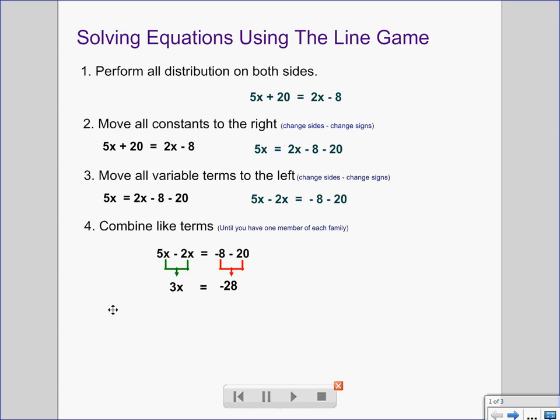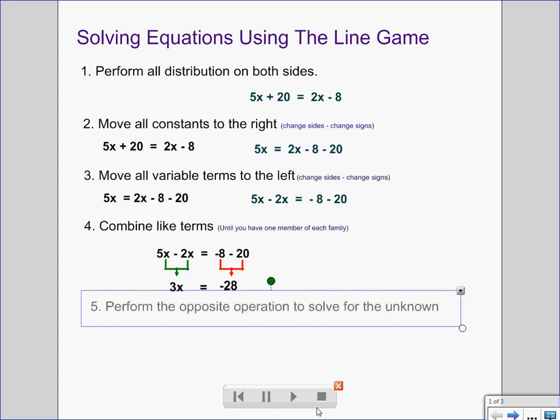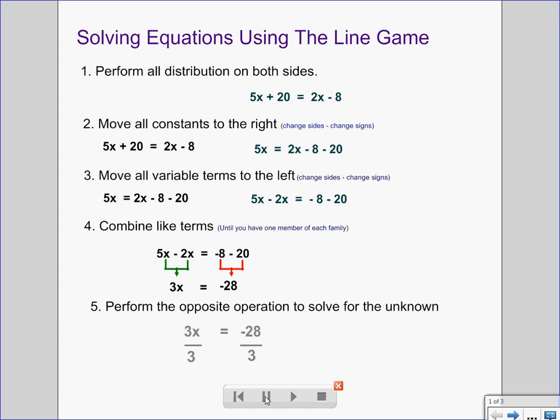Now, the last step of the line game is one that everybody's going to cry that you have to divide. Well, it's not always divide. If I had a division, like 3 over x or x over 3, then I would be multiplying because the last step of the line game is perform the opposite operation to solve for the unknown. In this case, the opposite operation is division, okay, because 3x means 3 times x. So what I'm going to do is divide both sides by positive 3.